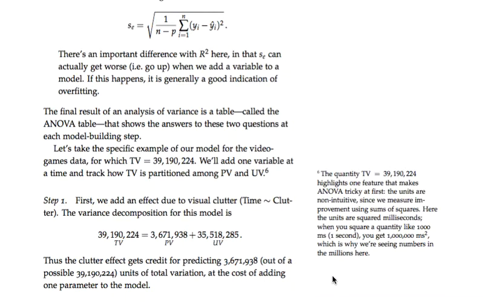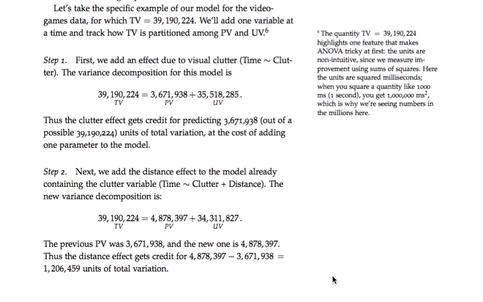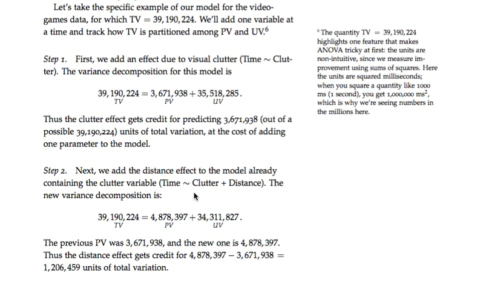Okay, and that adds one parameter to the model. Simple enough. Okay, now you add the distance effect to the model. That's step two. So now you still have the clutter effect. You're building this model up in stages, like in layers. So now we've got time modeled by clutter and distance, main effects only. And here's the new variance decomposition. You can see predictable goes up from 3.6 million to about 4.8, 4.9 million, and unpredictable goes down by an equivalent amount. And so the distance effect, what's that difference here between that amount of predictable variation and that amount of predictable variation? Well, you would say that's kind of how much credit the distance variable gets in terms of units of total variation, in terms of total sum of squares.